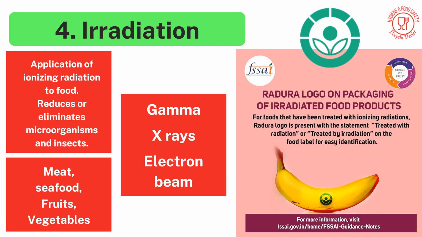The fourth one that we have is irradiation. Now, irradiation is basically a sterilizing technique where you use radiations like gamma rays or X-rays or even electron beam, and you are applying these ionizing radiations to the food, which is going to kill the organisms that are there. It is going to eliminate any kind of insects that are there.